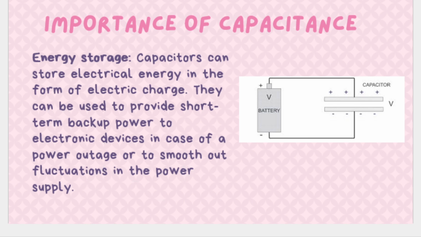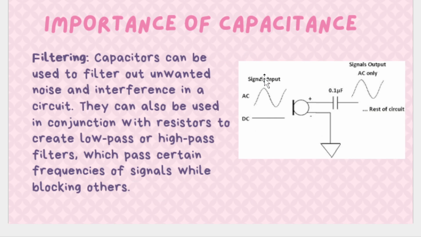Okay, so next is we have the filtering. Some capacitors can be used to filter out unwanted noise or interference in a circuit. They can also be used in conjunction with resistors to create low pass and high pass filters, which pass certain frequencies of signals while blocking others. Just like here, we have the signal input from the AC and the DC. DC means direct current. AC means alternating current.